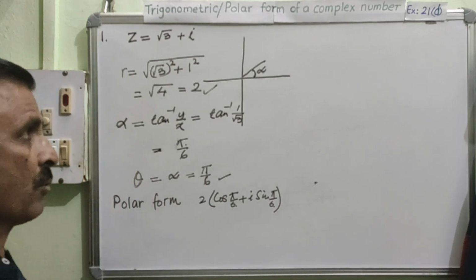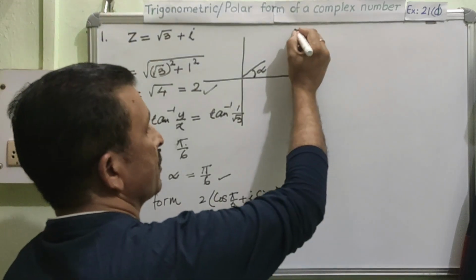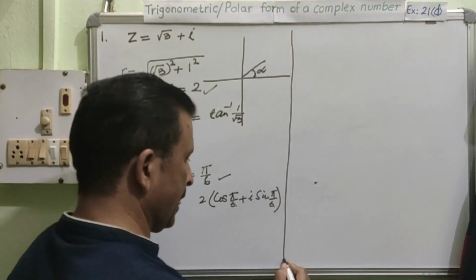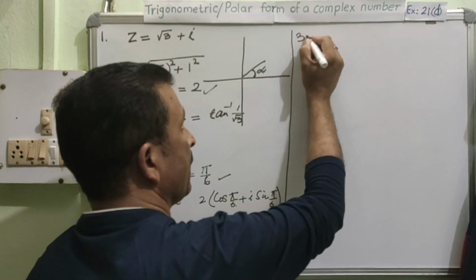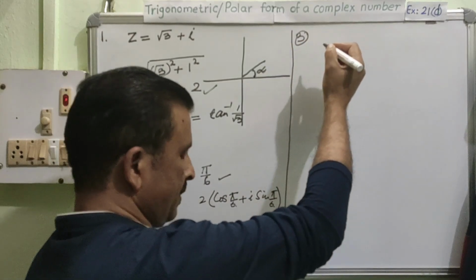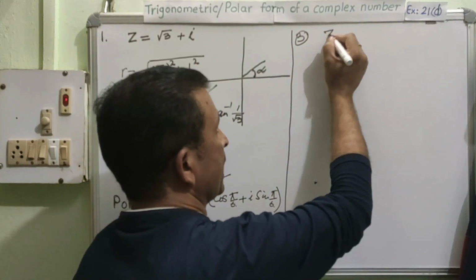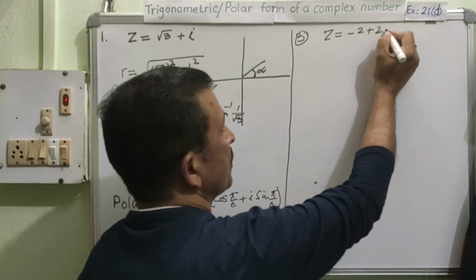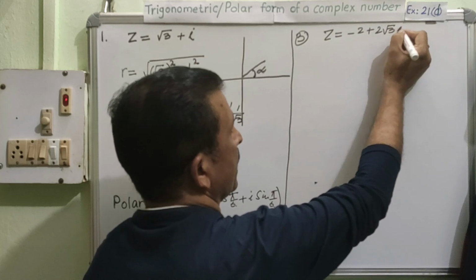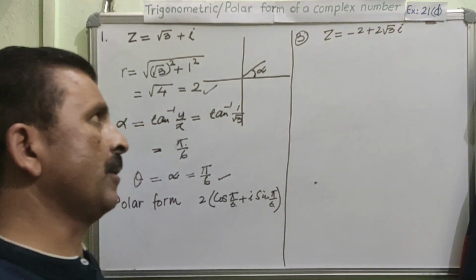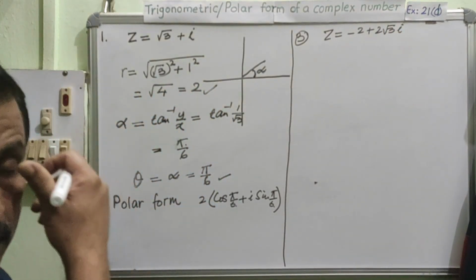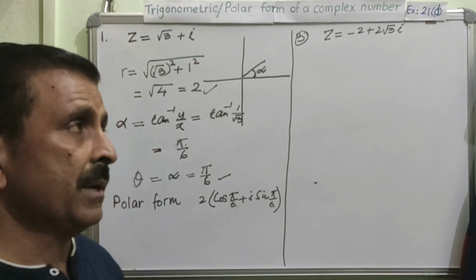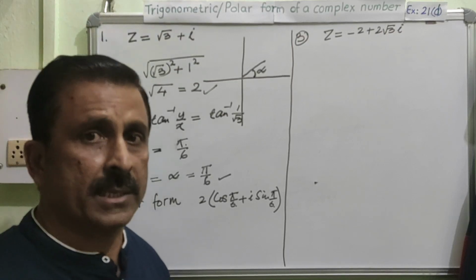Now let us take one more question, that is question number 3. This question number 3 is: the complex number z is equal to -2 plus 2 root 3i. This is our complex number. For this complex number also, we have to find out the modulus, the amplitude, and the polar form of the complex number.